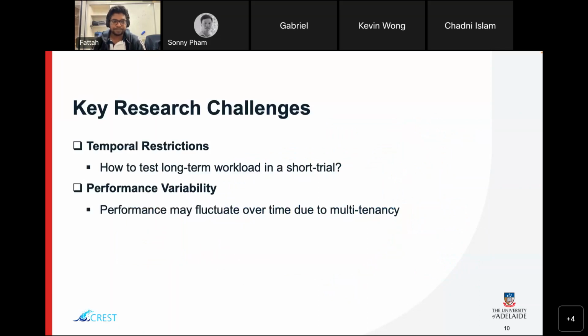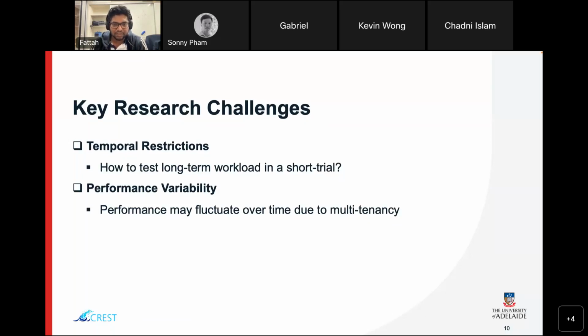The trials are essentially offered for a very short period of time, and in order to select a cloud service provider for a long period of time, you need to test all sorts of workloads that you're going to use in future. Let's say you want to use a particular service for 1 year, and within that year you can use a wide range of applications, a diverse set of workloads with different distributions. It might be very challenging to test all types of workload in a short trial. So this forms our first research challenge, which is temporal restriction. The idea is how to test long-term workload in a short trial.